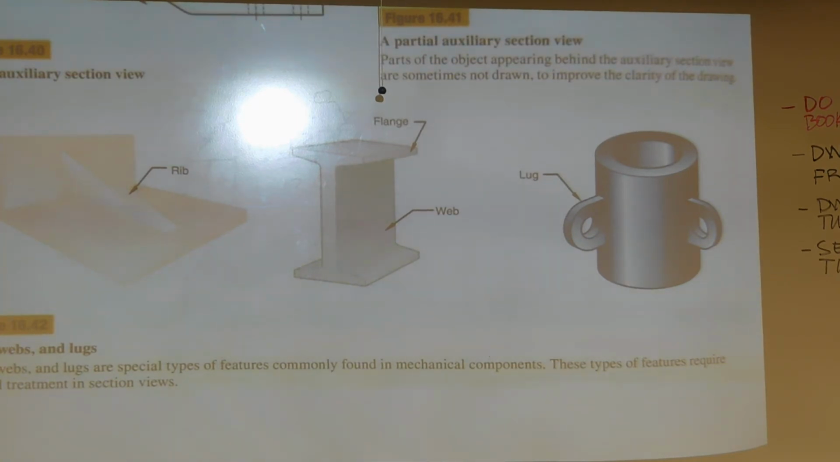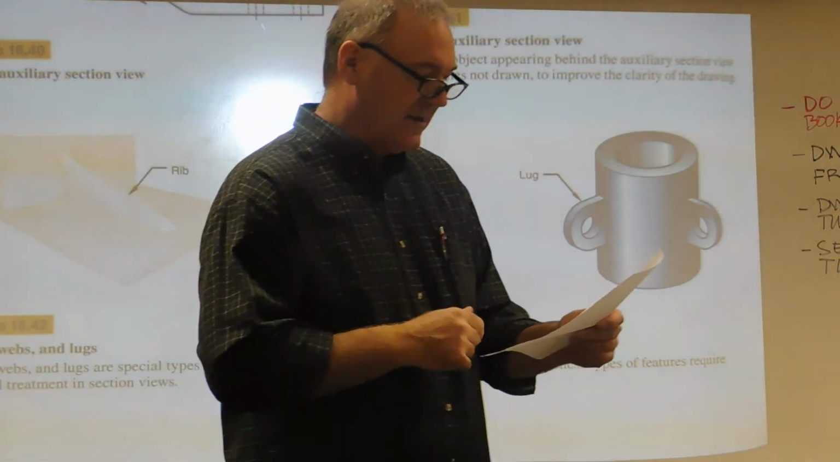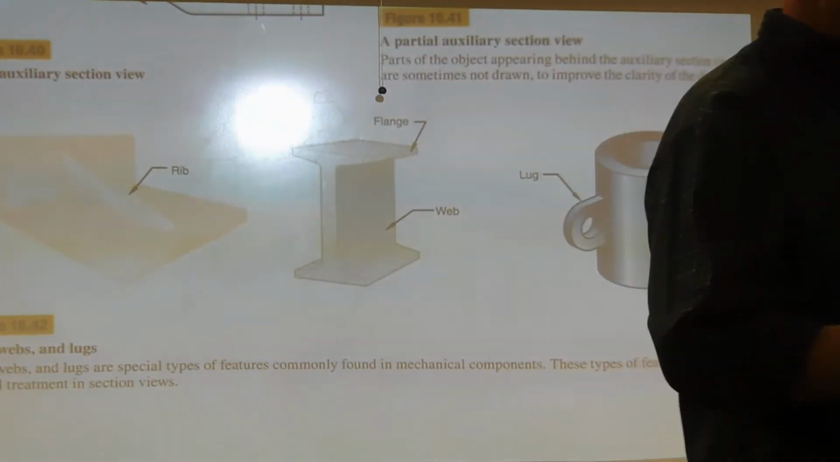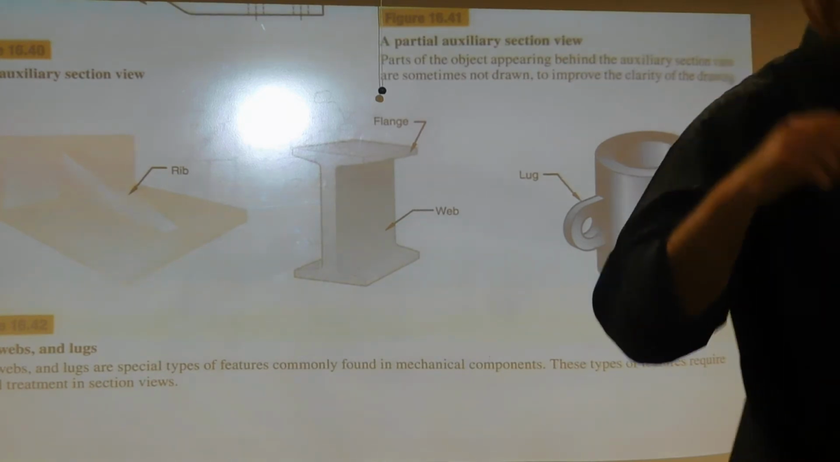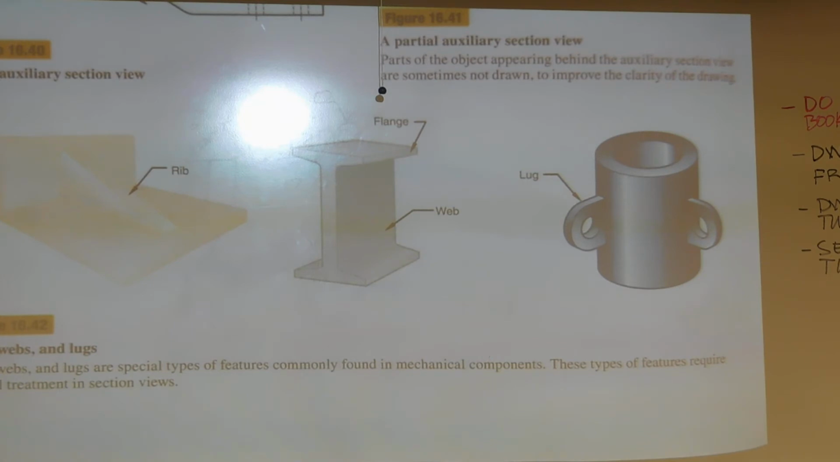Now, I'm going to go read number 7. Thin features, such as ribs, webs, ear teeth, and other flat features are not section lined, so as to not give a false impression that they have thickness and solidity or mass. Okay? Now, there is an exception to that rule that follows that.